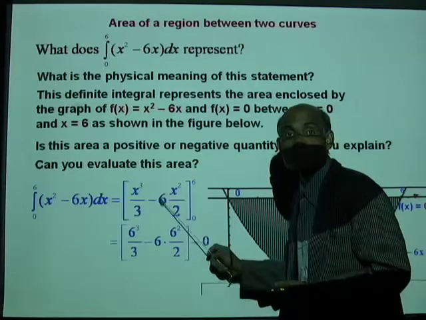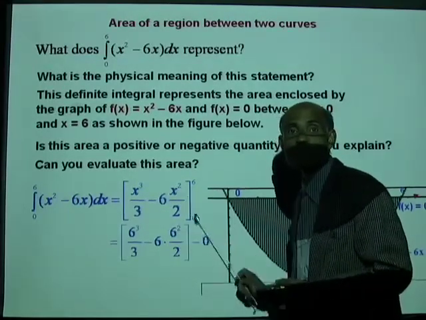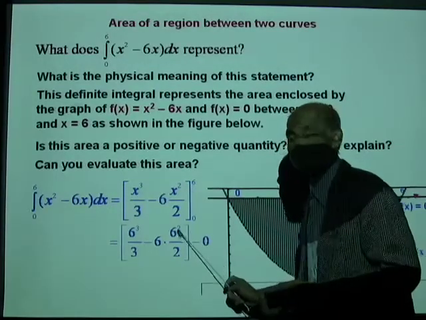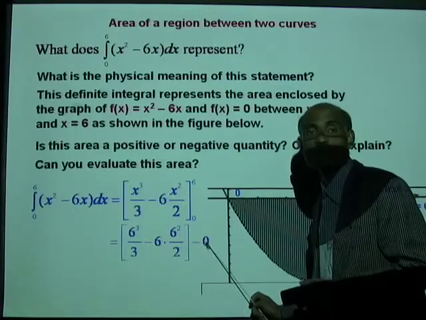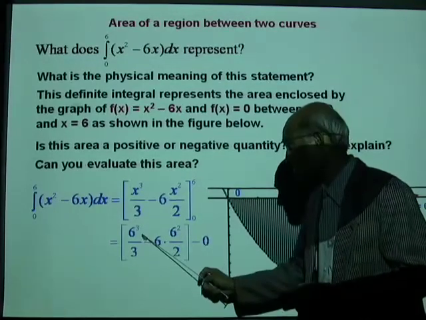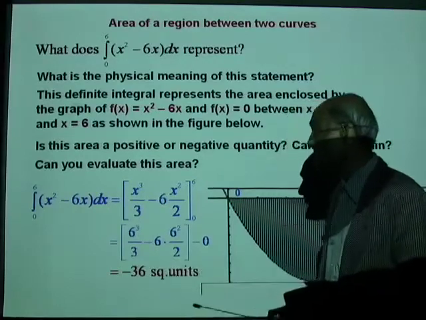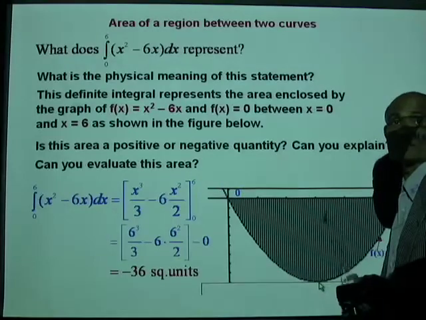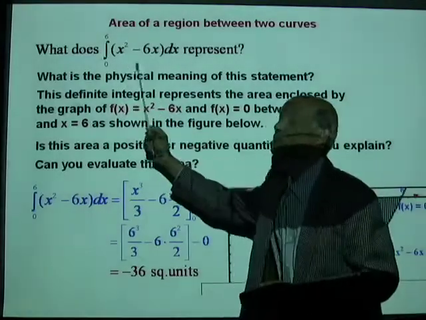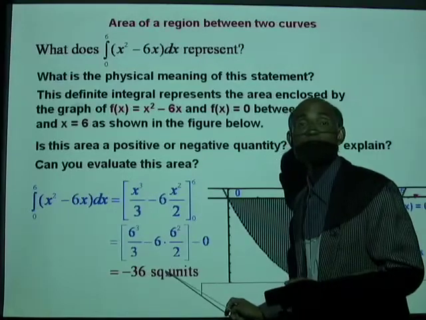But when you use the lower limit, x equal to 0, both these quantities become 0. So that will be 0. So you have the upper limit value minus the lower limit value. Now simplify this. You don't need my help to do that. That will be negative 36 square units is that area. That means the value of this definite integral is negative 36 square units.